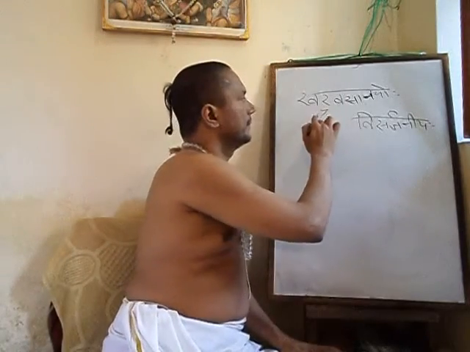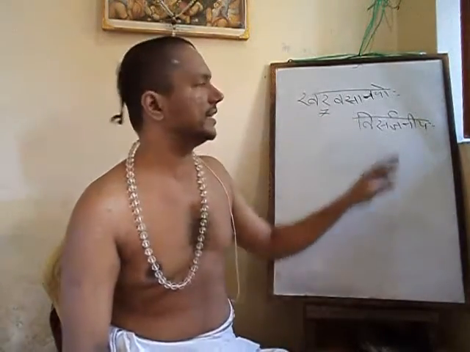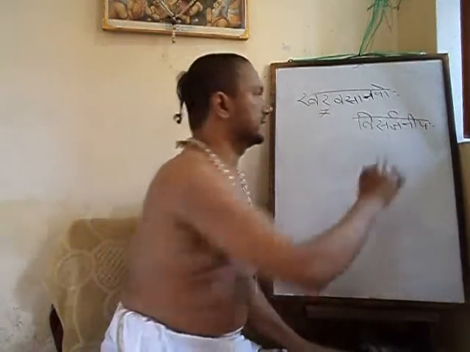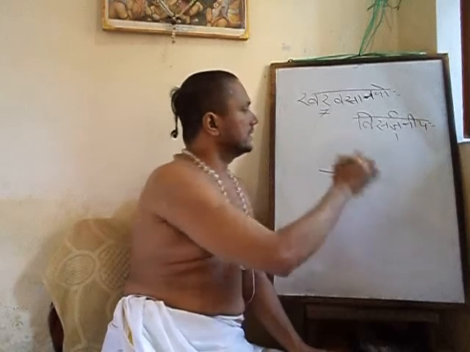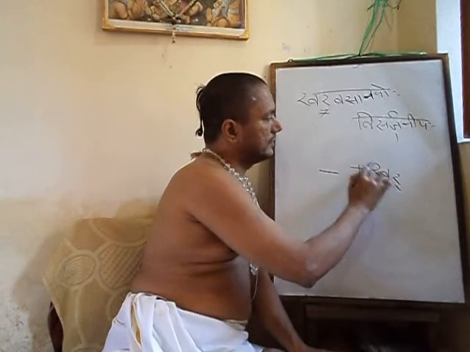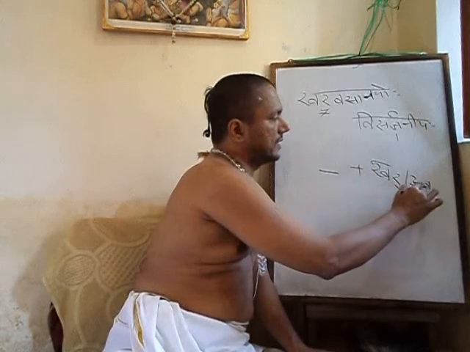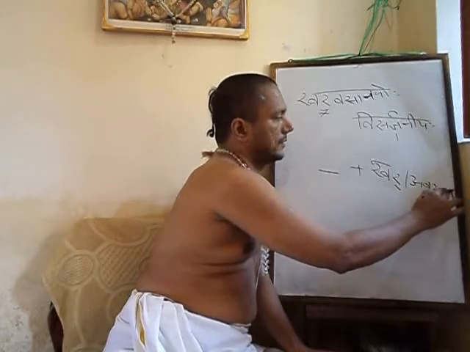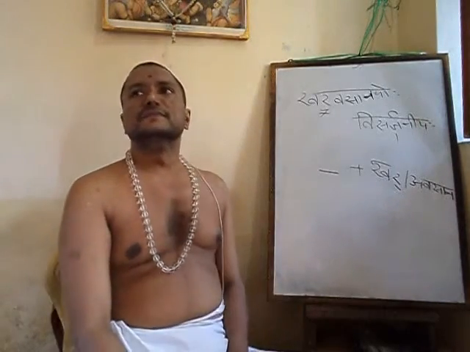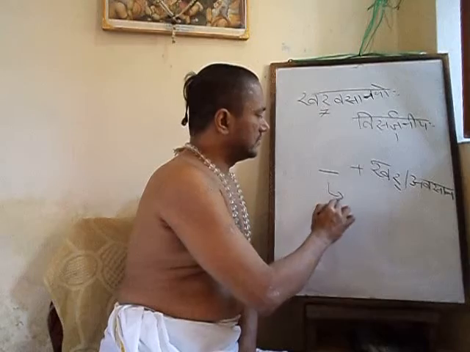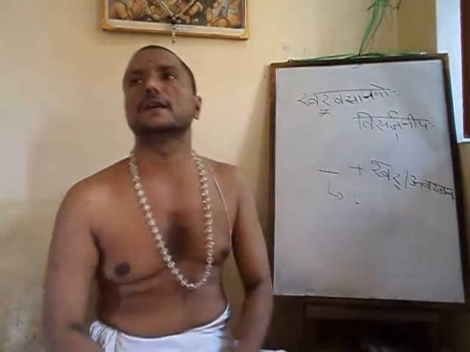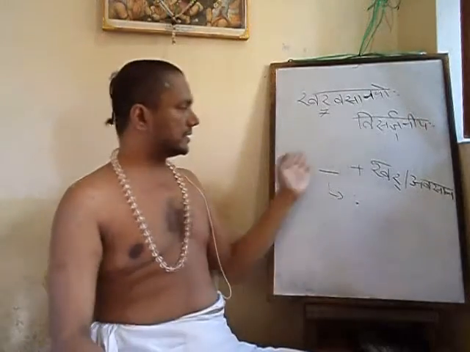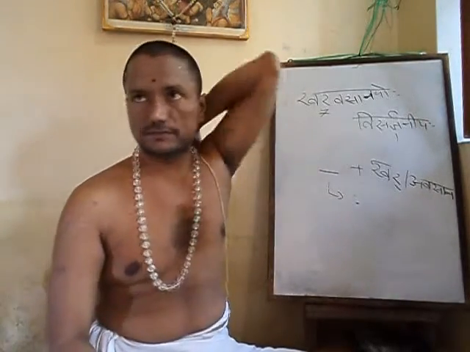Saptami, 7th case. Visarjaniyah, first case. So, the Sutra says when Khar or Avasana follows, this becomes a Visarga. Whatever is in 6th case will become Visarga. What is in 6th case, we don't know from this sutra.